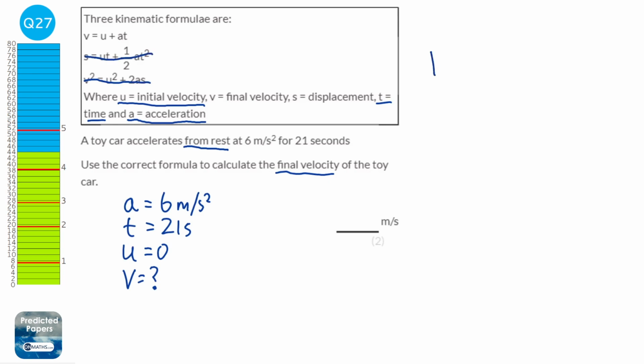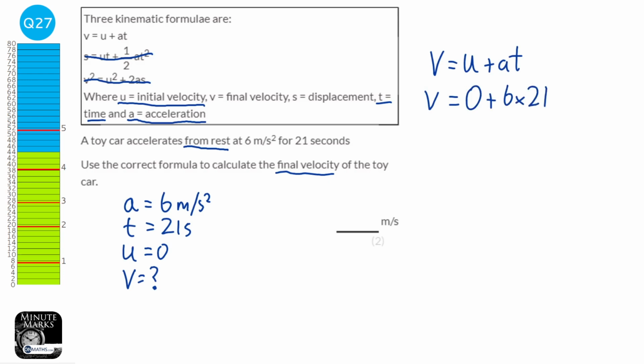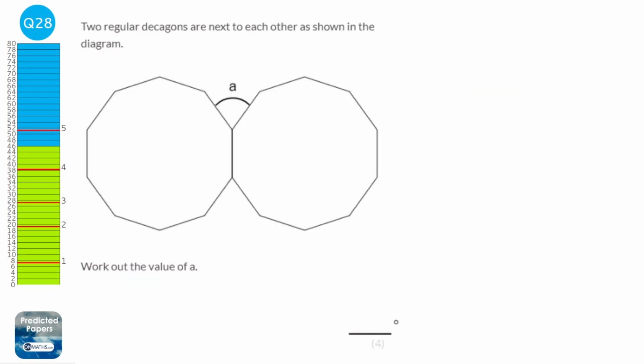So what we do is we write down the top one: v equals u plus at. And we're looking for v, so I'm going to keep v as a v. u is 0 plus a, which is 6, times t, which is 21. 6 times 21 is 126. Obviously 0 plus 126 is just 126. The units are meters and seconds throughout, so it's going to be 126 meters per second.